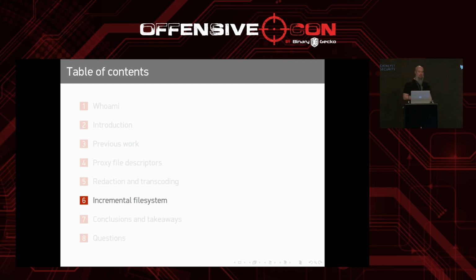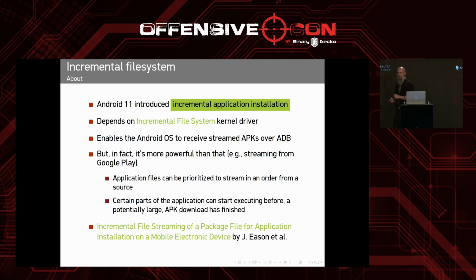So far, we had a look at 3 techniques that can be used from the untrusted app SE Linux domain. Now, we'll have a look at another technique which can be used from system app and system server. This technique is based on the incremental file system. So what is the incremental file system?